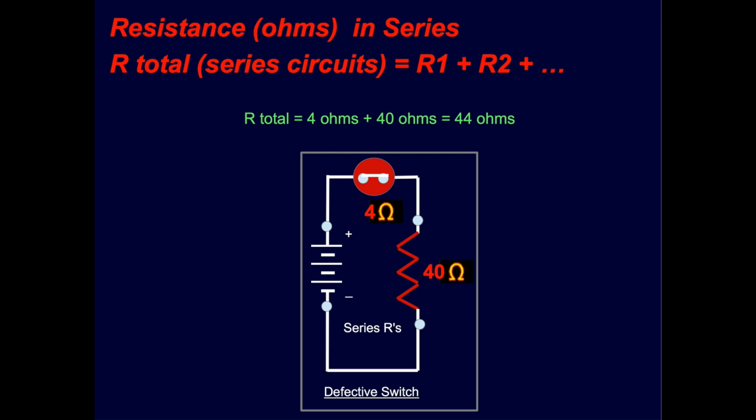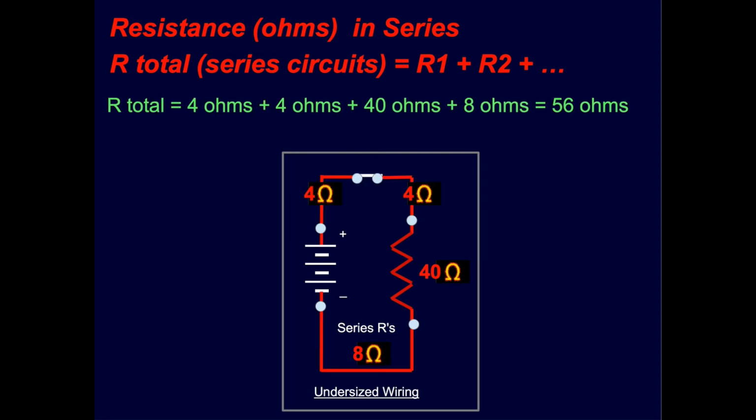Okay, now that we understand the difference between series and parallel relationships, next we're going to talk about series resistance, or points of resistance in an electric circuit that are in series with each other. The total series resistance is simply the sum of all the individual resistances. In this example, our load has 40 ohms of resistance, and the switch is adding 4 more ohms to the circuit. So our total circuit resistance is 44 ohms. In this example, if we account for the resistance in the wire, the total circuit resistance is 56 ohms.